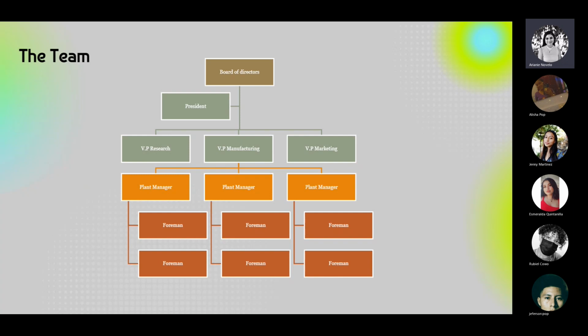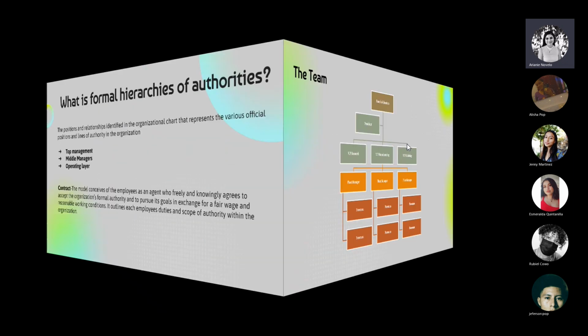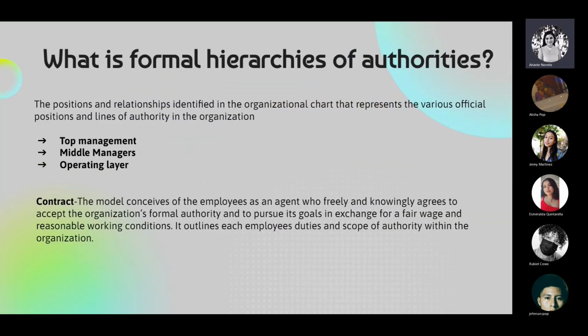And what binds these layers together? A contract. A contract is responsible for outlining the duties and the responsibilities of a company, and it also has a similar goal for all of the layers. So they share the exact same goal in order to pursue the goals of the company.